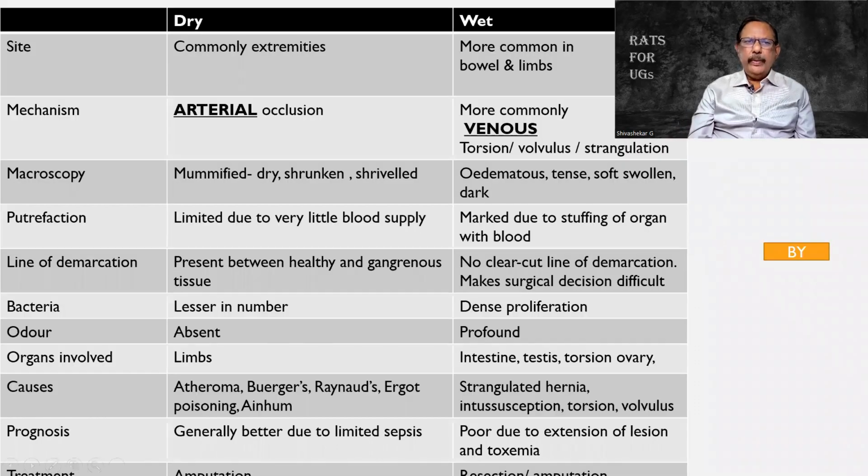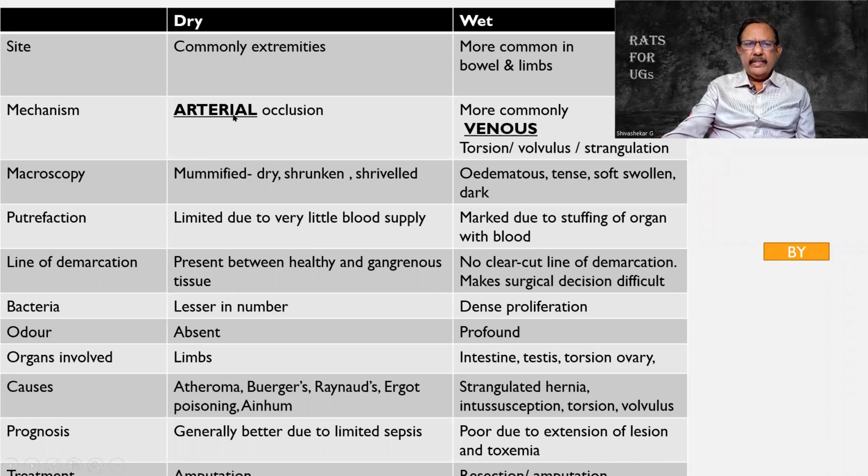Now, what are the differences between the dry and the wet gangrene? Dry gangrene, more common in the extremities. Wet, both in the bowel as well as the limbs. A diabetic limb is a classical example. Please do not forget diabetic limb. It is an exception. It is a wet gangrene in the extremity.